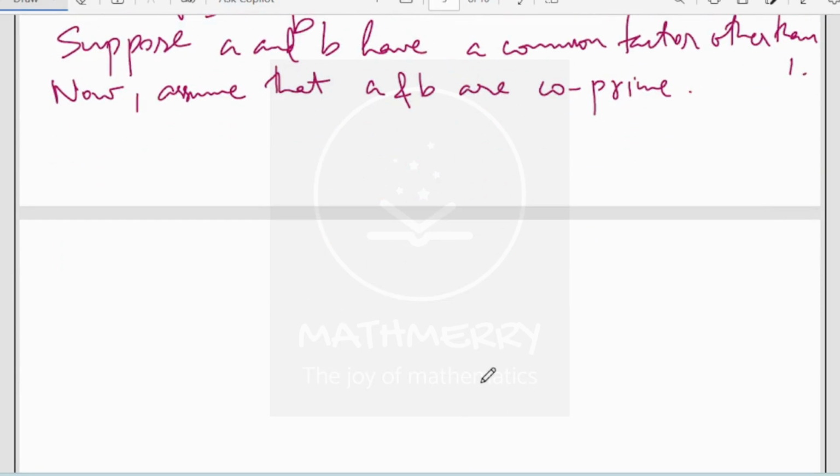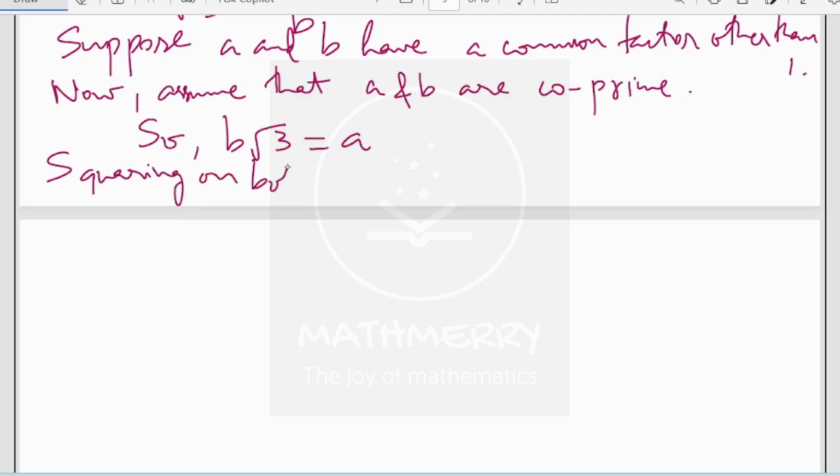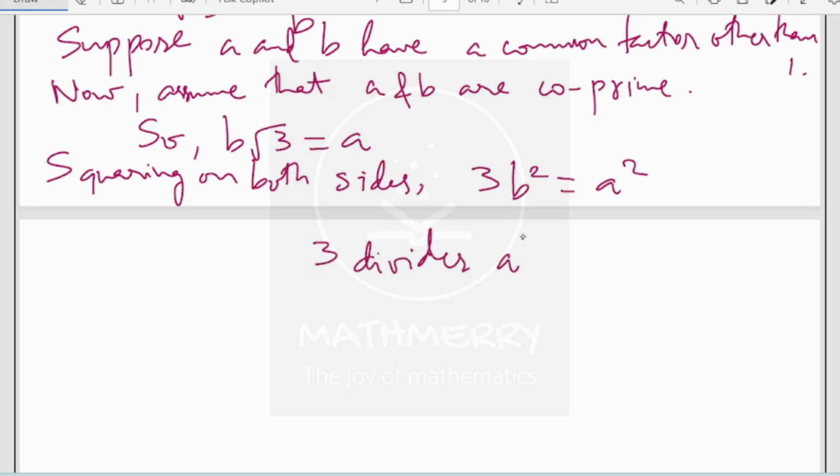So now we are writing B root 3 is equal to A. Now squaring on both sides, what we are getting? We are getting 3B square is equal to A square. So here what we can say, A square is divided by 3, or we can say 3 divides A square. That means 3 divides A by theorem.